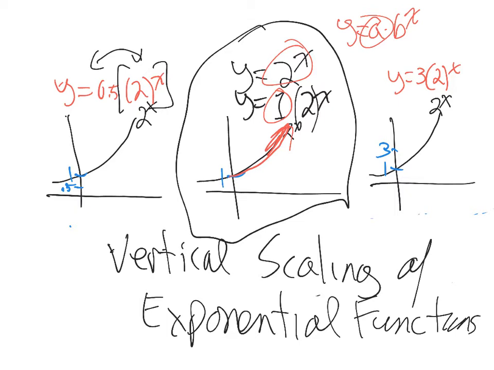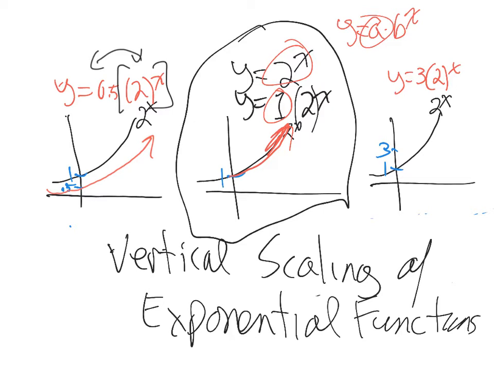So that means that for every y value on 2 to the x, the new y values for this function, we just take 2 to the x and multiply by 0.5. So we get a function that has a y-intercept of 0.5, and it's always going to be half of 2 to the x. So that's 0.5 times 2 to the x.